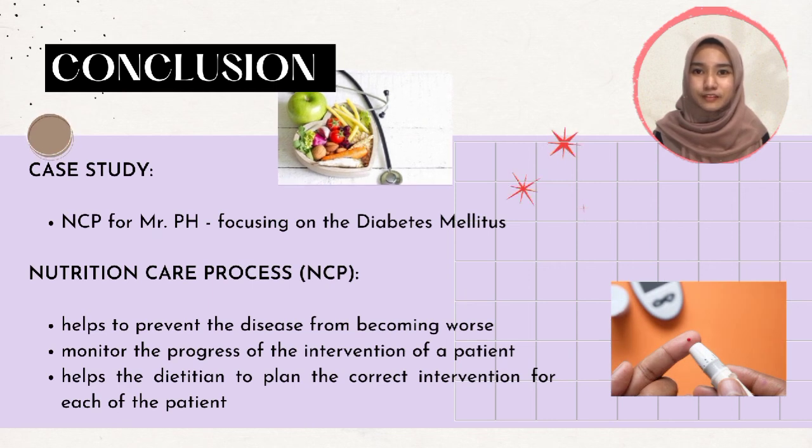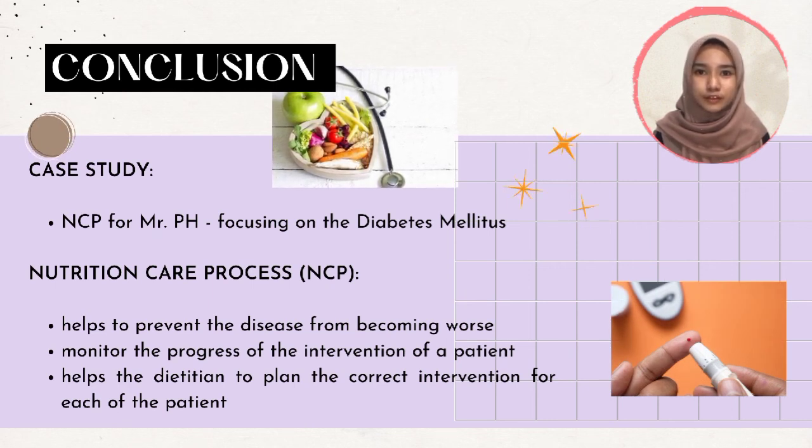Conclusion: based on the case study, the NCP for Mr. PH has been done by focusing on diabetes mellitus. This NCP helps to prevent the disease from becoming worse. In a nutshell, the NCP is very important to monitor the progress of the intervention of a patient. NCP also helps the dietitian to plan the correct intervention for each patient. Thus, NCP is highly recommended to be used for each patient.